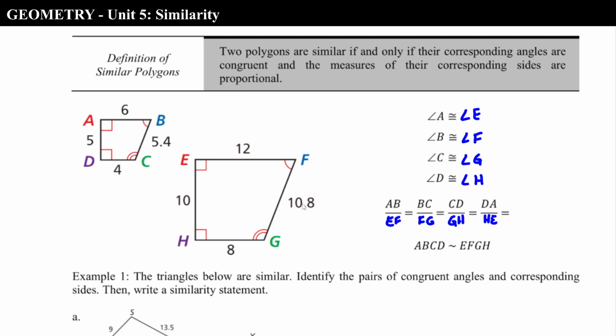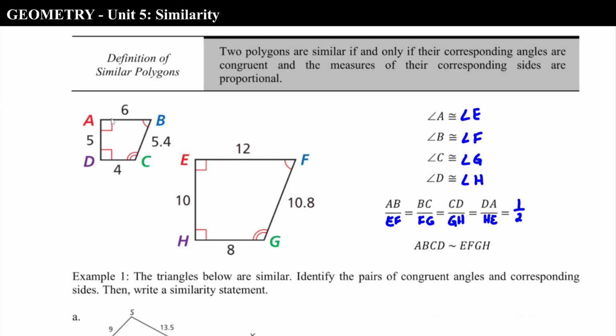And then we have 5.4 over 10.8. Here we're dealing with decimals, but if you were to put it in your calculator, you would find it as 0.5. If you want to do it out long ways, just convert this to 54 over 108. Multiply both of these sides by 10 to remove the decimal, and 54 over 108 will reduce down to 1/2. So every comparison of the sides from one figure to the other is a ratio of 1/2. And that is what we call the similarity ratio.